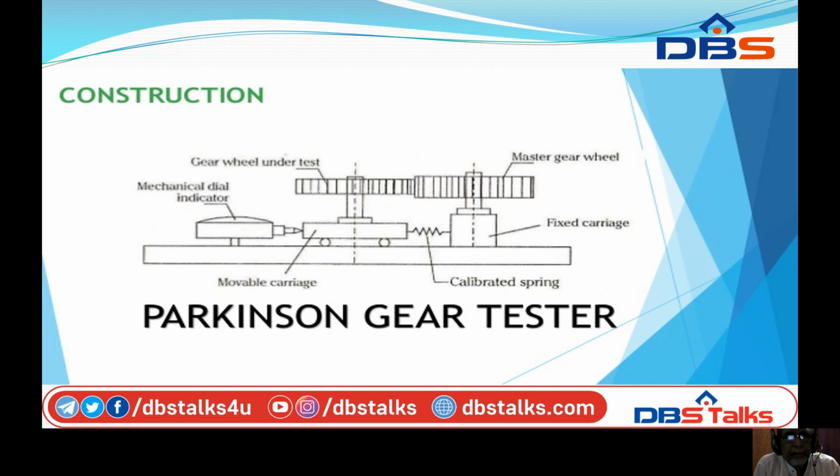Parkinson gear tester. The gear wheel under test you can see here. On the right side is the master gear wheel. The master gear is on a fixed carriage. This is the mobile carriage with the gear under test. Mechanical dial indicator. Mobile carriage. Gear wheel under test, fixed carriage.